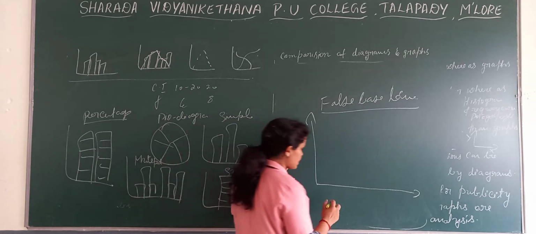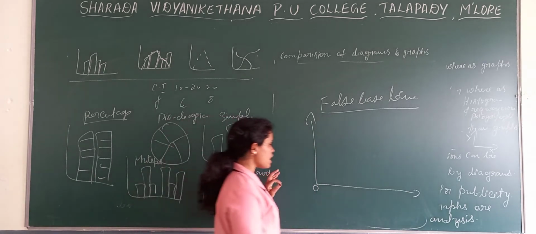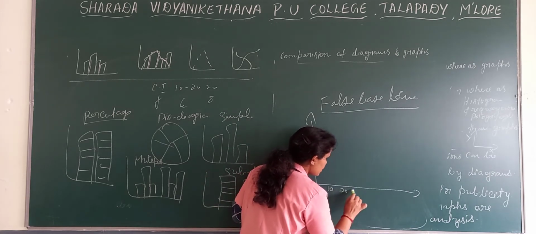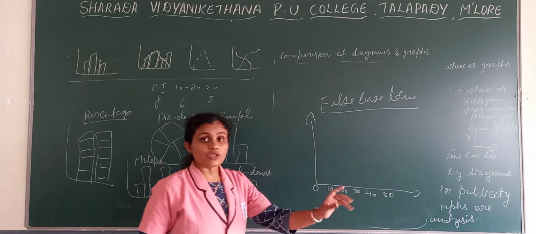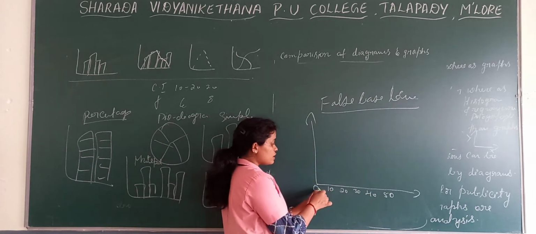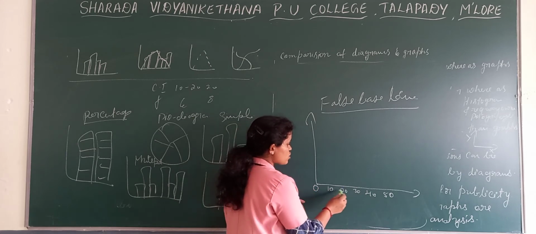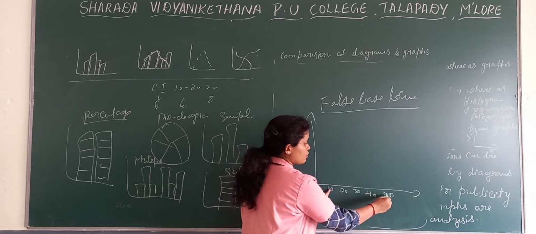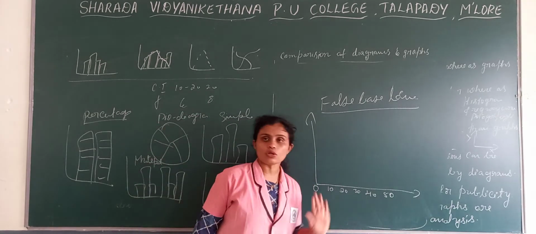For example, as I told now, the lowest value in the graph is 0. We start from, for example, 0 to 10, 20, 30, 40, 50. Width is equal. The difference between the first value and the rest of the values is 10. Equal. No need to draw any kinked line. We are using scale from here to here.